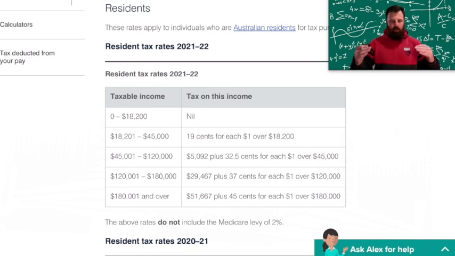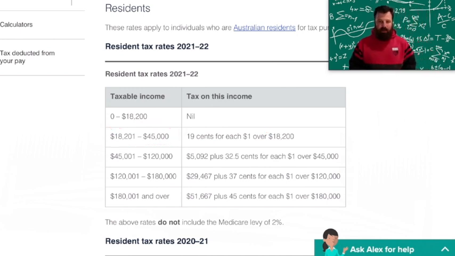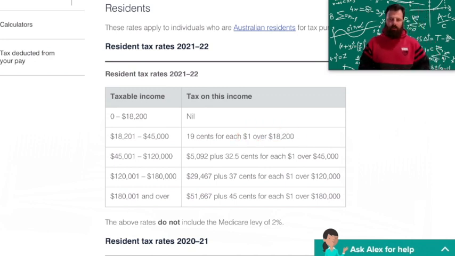And then we move into what we call the next bracket. If you earn between $18,200 and $45,000, for every dollar over $18,200, you owe the government 19 cents. So for every single dollar you get paid, if you earned $18,201, 19 cents of that $1 goes towards the government, and you keep the rest of it. If you earned $18,202, well, 19 times 2, that's 38 cents goes towards the government, and you keep what's left over from that $2. And you can see that continues for however long.